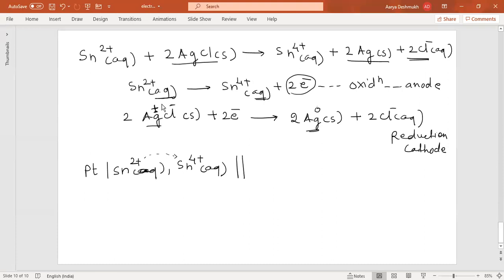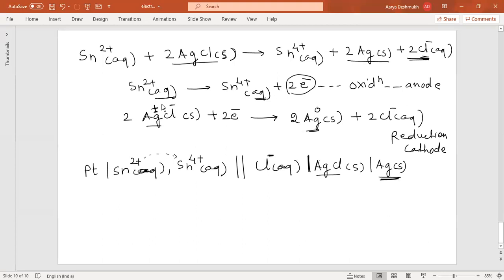Then write Cl minus first. Okay, so this is important. Aqueous Cl minus, and then put a single vertical line just to indicate the phase boundary. That is AgCl solid and Ag again solid. So this is your electrode actually, and this is AgCl. Okay. So where it is, this is AgCl solid, as given here.